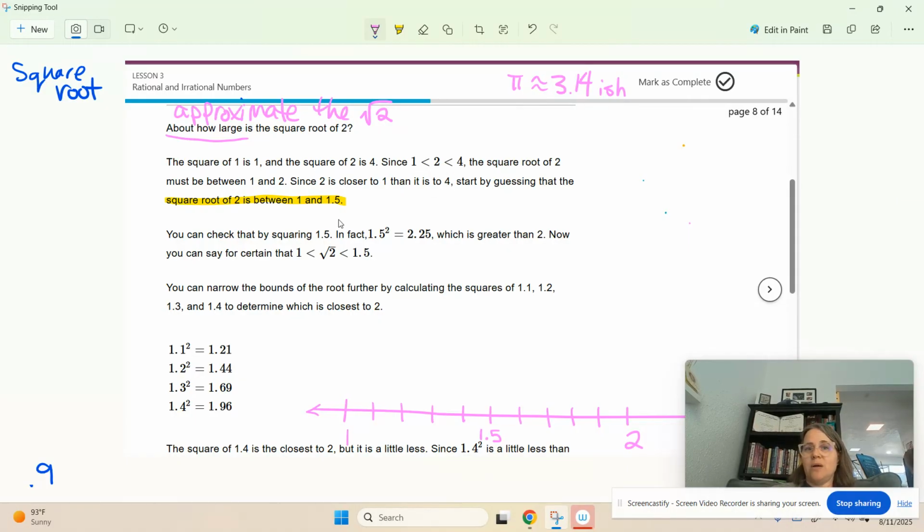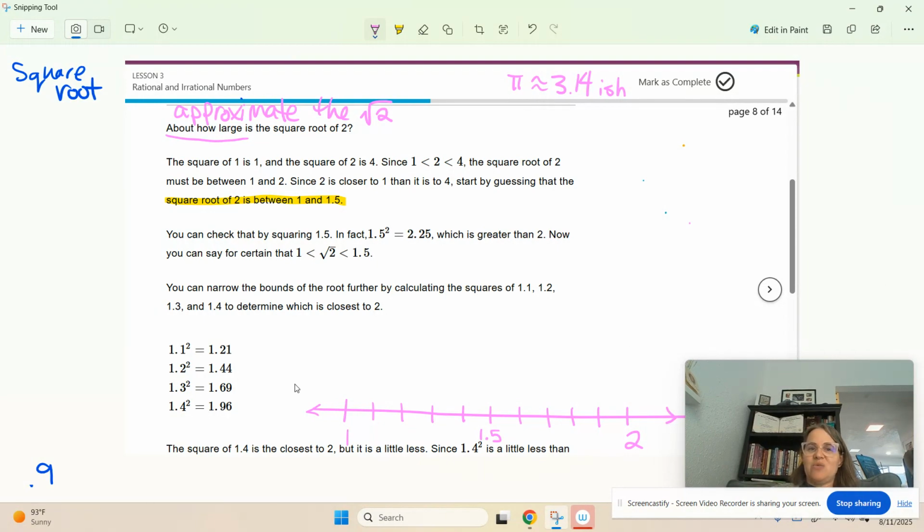Close. Okay, so here what it says is that since we know that 2 is greater than 1 but less than 4, we're going to guess that the square root is going to be between 1 and 2. What the heck does that mean? Okay, and we're going to start by guessing that the square root of 2 is between 1 and 1.5. So look at this pink number line I have down here.